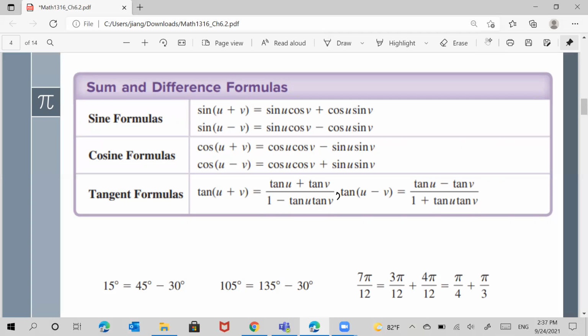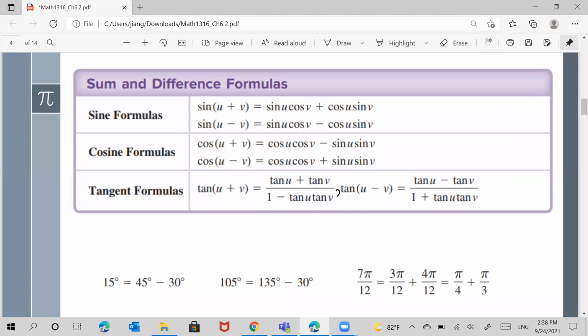For the tangent formulas, tangent of u plus v equals tangent u plus tangent v, divided by 1 minus tangent u tangent v. Tangent of u minus v equals tangent u minus tangent v divided by 1 plus tangent u times tangent v. So look here: if it is plus, the numerator is plus. If it is minus, the numerator is minus. For the bottom, if it's plus, the denominator is minus. If it is minus, the denominator is plus.